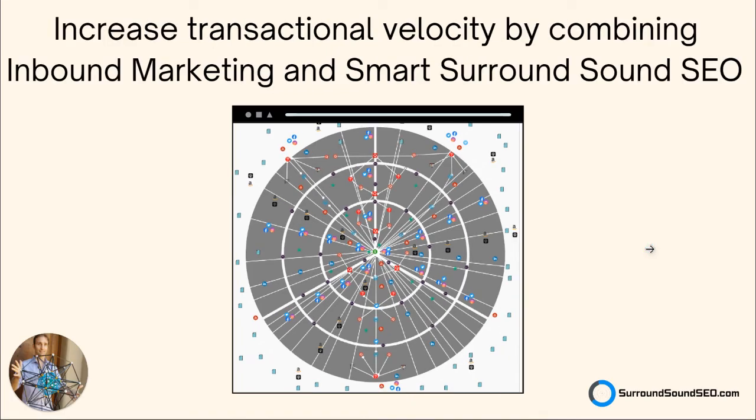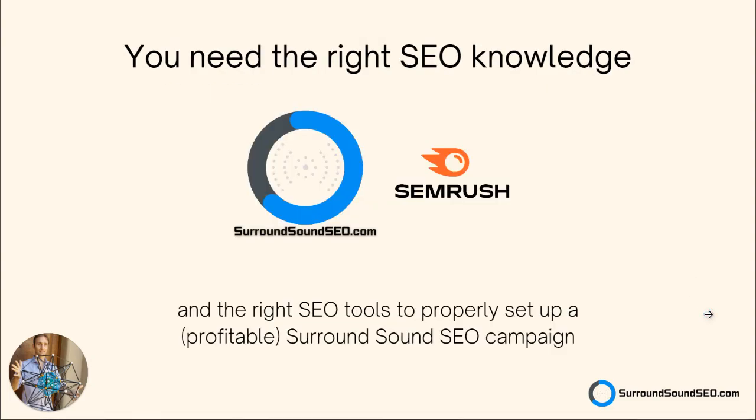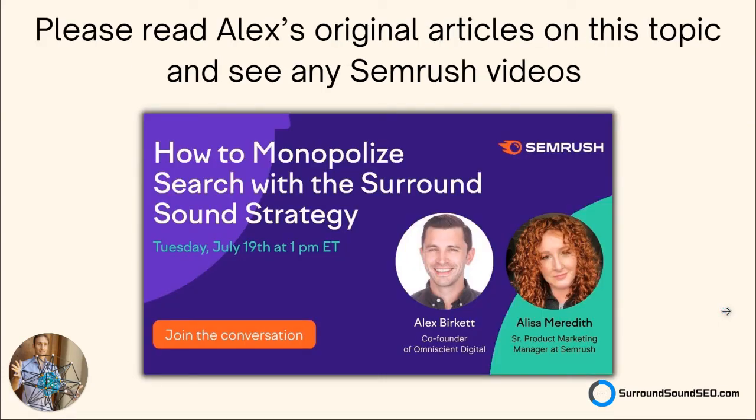So increase your transactional velocity by combining inbound marketing and smart surround sound SEO. Strategically connect keywords, queries, and content types and platforms. You need the right SEO knowledge and the right SEO tools to properly set up a profitable surround sound SEO campaign. By the way, do please read Alex's original articles on this topic and see all the SEMrush videos on this topic, because we've barely scratched the surface of how this works.